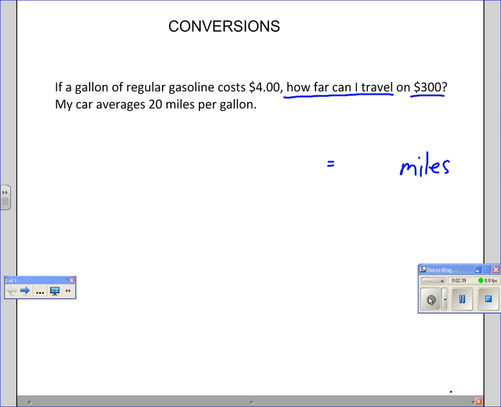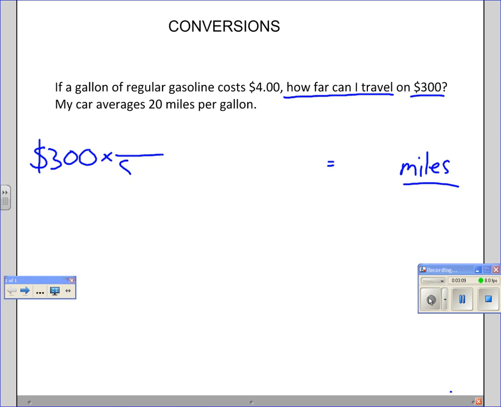We're not trying to figure out how many miles 1 gallon is going to get us or how far $4 is going to get us. We want to figure out how many miles we can travel on $300. So we need to multiply that by a conversion that's going to get us a little bit closer to miles. And in this case, it's not a 1-step problem. It's probably going to be a 2-step problem.